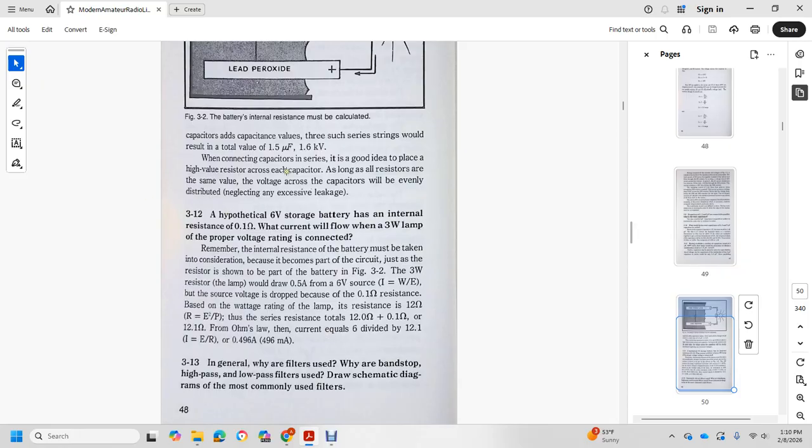Question 312. A hypothetical 6 volt storage battery has an internal resistance of a tenth of an ohm, with current flowing through a 3 watt lamp of the proper voltage rating. Remember, the internal resistance of the battery must be taken into consideration because of the effect on the circuit, adjusted with the resistance shown in series with the battery.